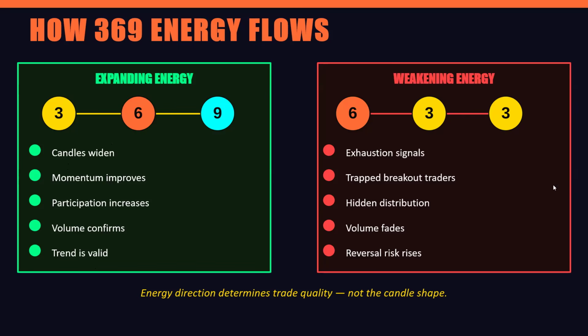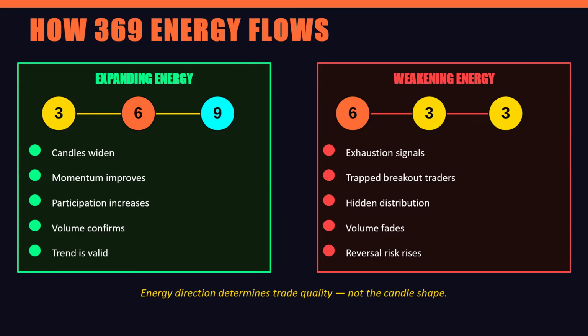What happens? Sometimes it is weakening energy. It doesn't move beyond 6. 6, 3, 3, it starts repeating 6, 3, 3. That is an exhaustion signal. Trapped breakout traders. At that time, my time machine window, time vision will also tell that. So 135 is the key level to watch out for in the intraday time frame.